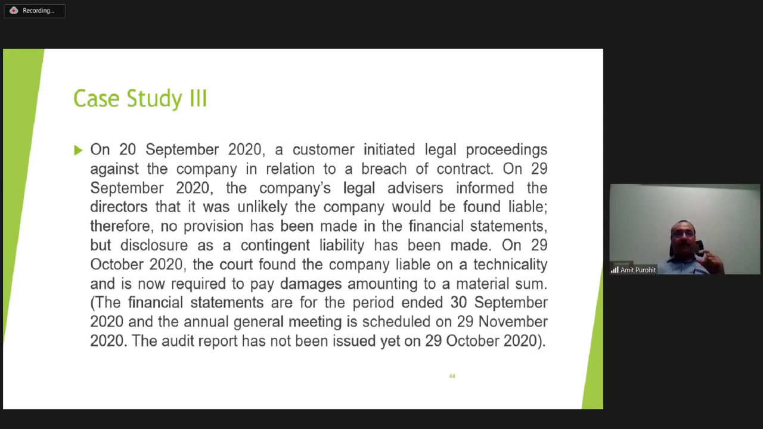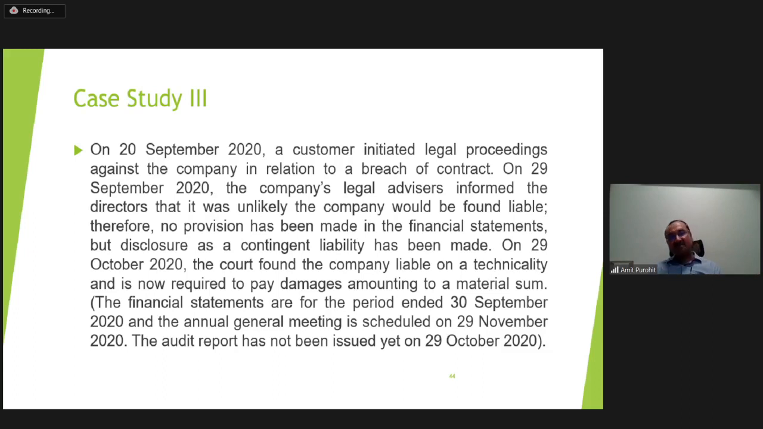Now, in this particular case, there was a situation as on the balance sheet date of legal proceedings against the company. The case was going on. Initially, the management was of the view that they were quite comfortable, there wouldn't be any liability against the company, and hence it was only shown as a contingent liability in the financial statements.